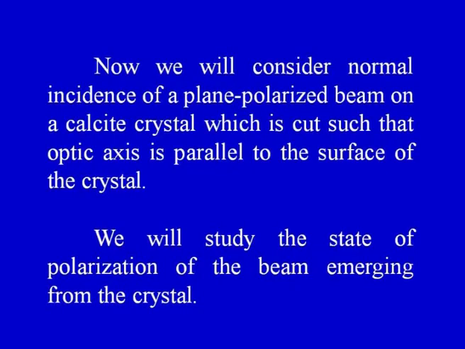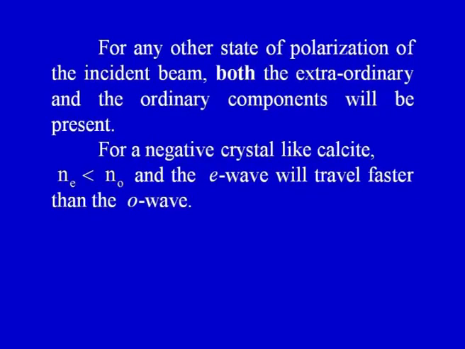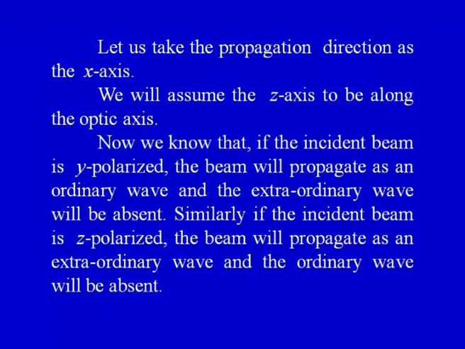Now, we will consider normal incidence of a plane polarized beam on a calcite crystal, which is cut such that the optic axis is parallel to the surface of the crystal. The propagation here is perpendicular to the optic axis. We will study the state of polarization of the beam emerging from the crystal. Let us make the propagation direction the x axis, just choose it like that. We will assume the z axis to be along the optic axis, which is the axis of symmetry in the crystal.